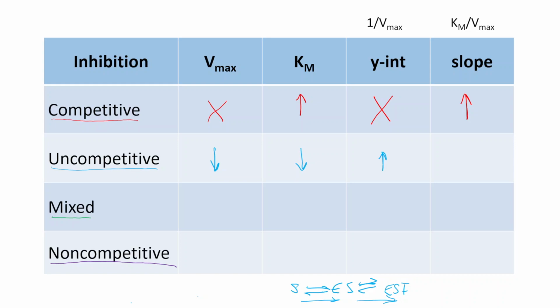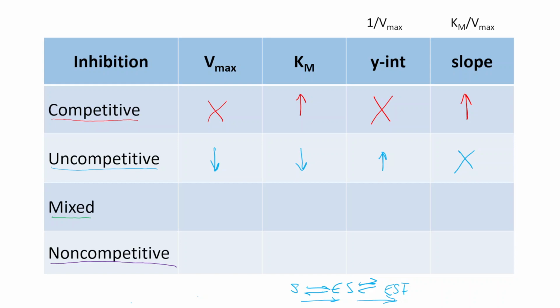And what does that mean for our slope? That one's a little tricky, right? Because Km and Vmax are both decreasing, and they happen to decrease proportionally in this type of inhibition, so the slope actually stays the same. So let's actually do non-competitive next, because non-competitive is more specific. It's a specific type of mixed, and it'll be easier to do mixed once we think about non-competitive.